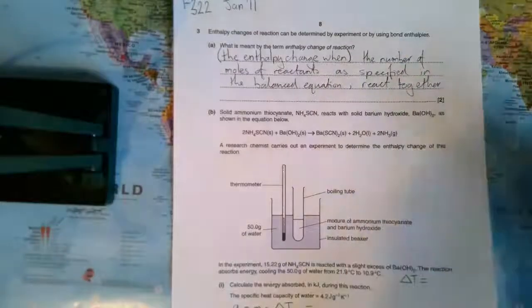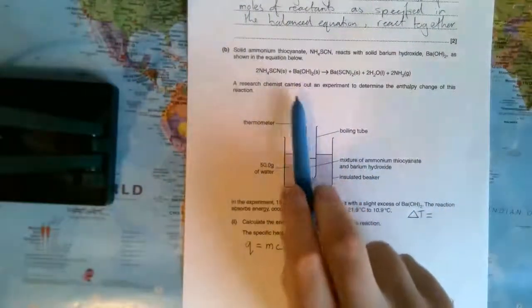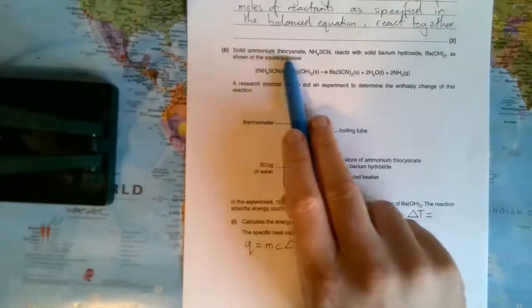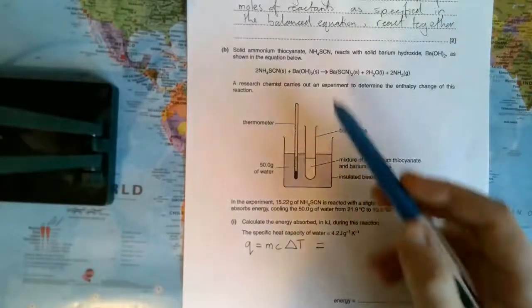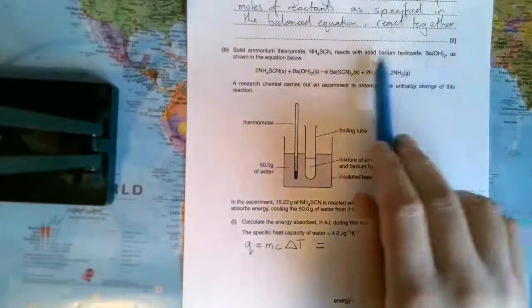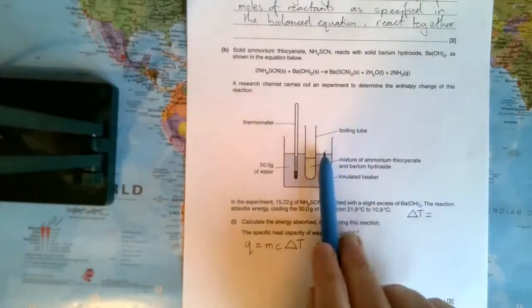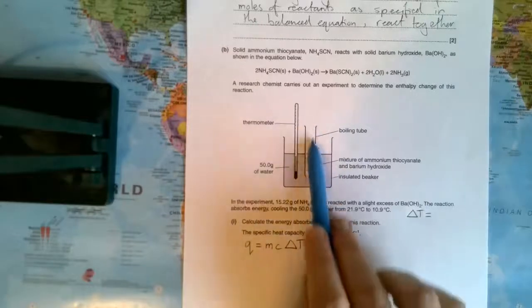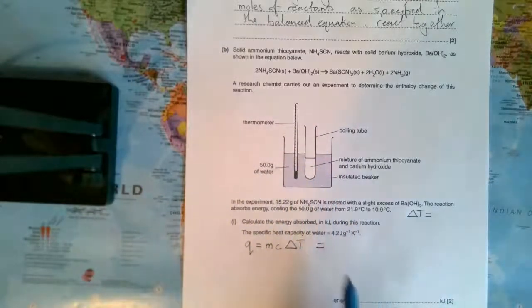Okay, on to the actual experimental parts of the question. We have here solid ammonium thiocyanate. Again, they're giving you something you've probably not seen that often. Don't panic about it, just work with the things you've got. It reacts with solid barium hydroxide as shown in the equation below. And what they've done is they've done their solid reactants in this boiling tube, but they've surrounded it by water.